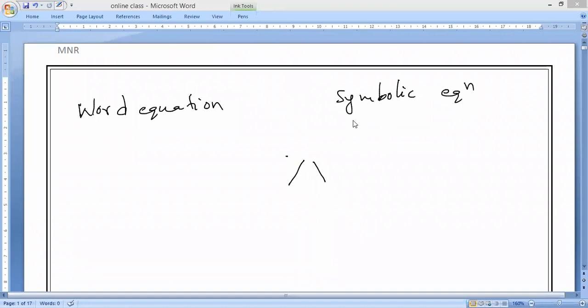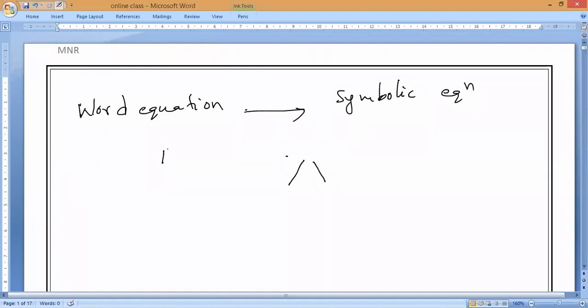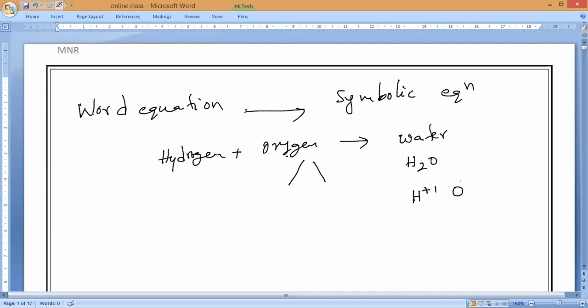While you are writing the symbolic equation from the word equation, for example, we have written hydrogen plus oxygen will give you water. Water we call H2O. So while writing the symbolic equation of water, H2O, you must practice the formula. Hydrogen is +1 and oxygen is -2. If you exchange the valencies, it becomes H2O.